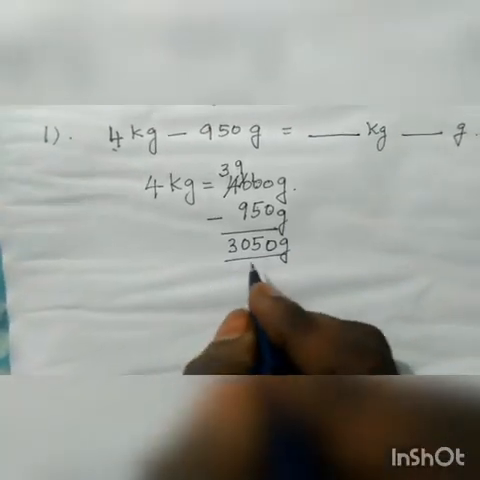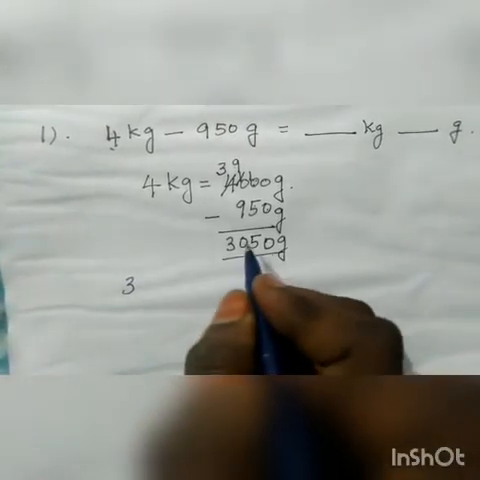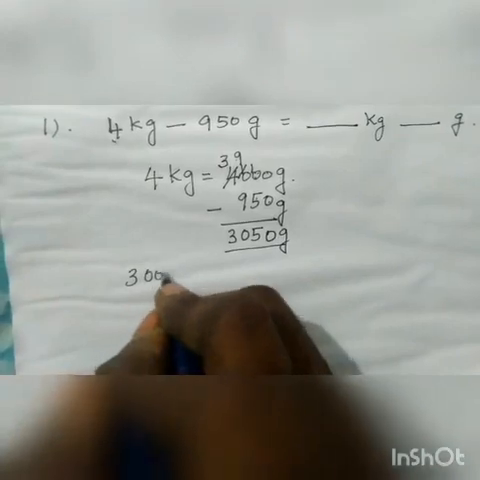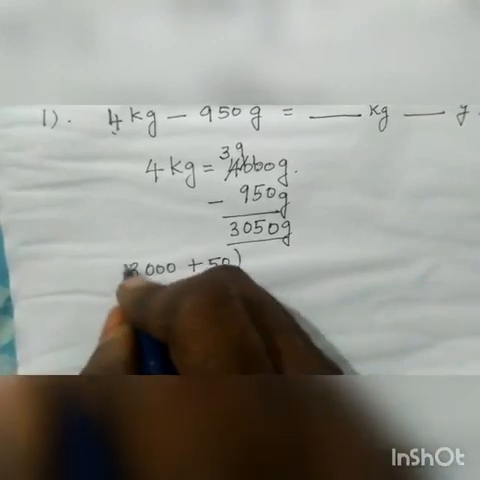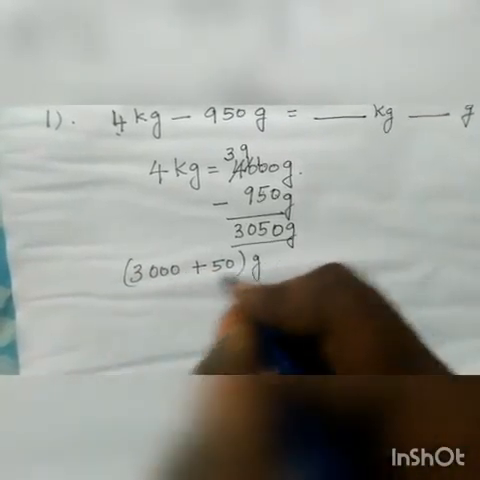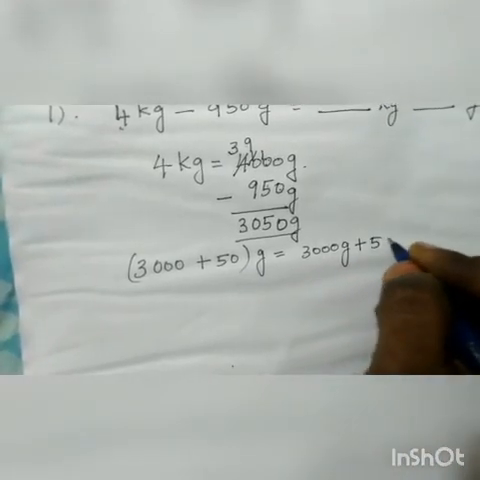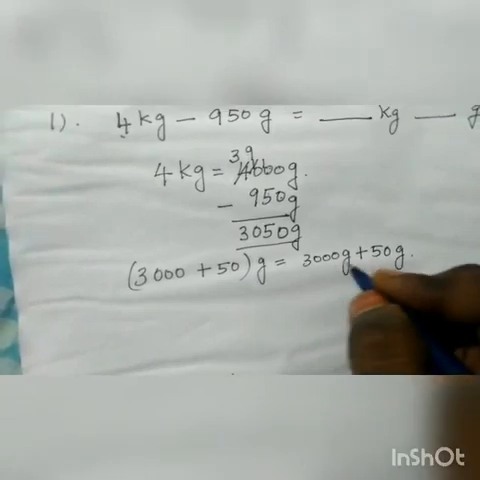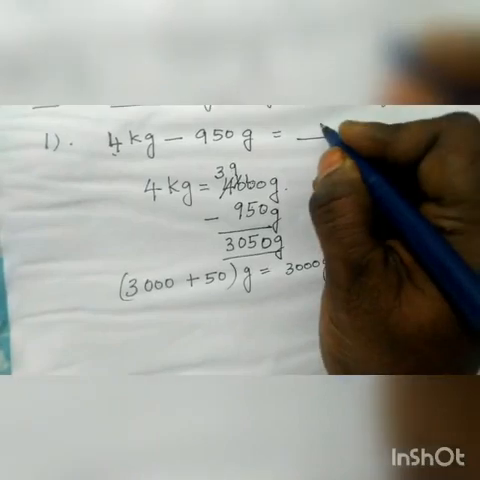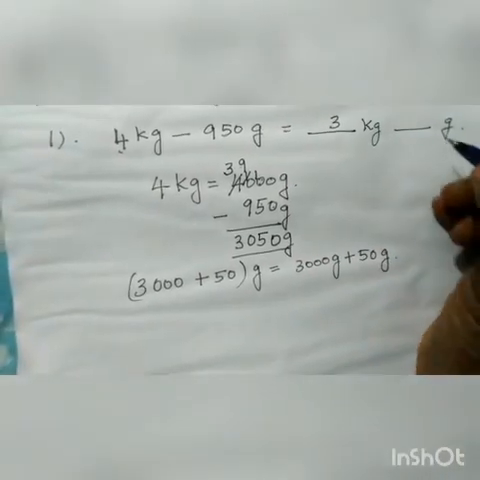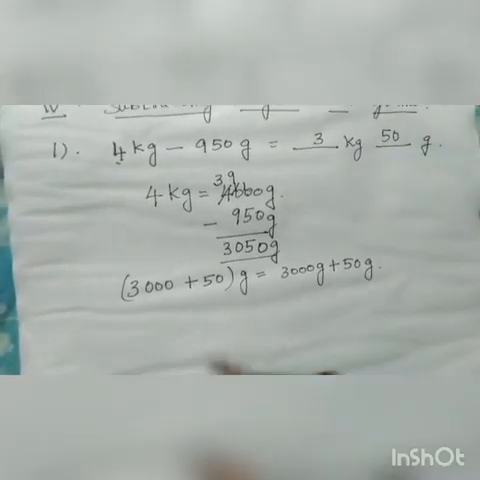Here, we can convert gram into kilogram and gram, right? That means 3050 can be written as 3000 plus 50 gram. 3000 gram can be written as 3 kilogram, and we write the remaining gram value as it is. So 3 kilogram 50 gram. In this way we can do the problem.